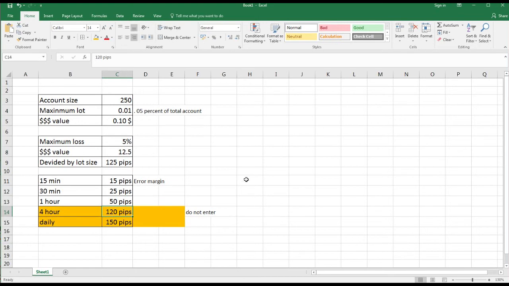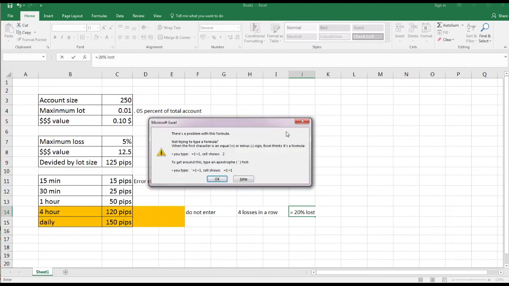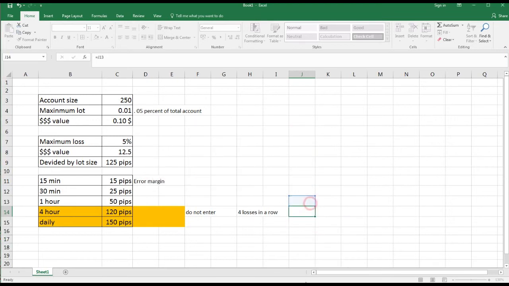Because let's say, for example, I hit 4 losses in a row, then, let me just move it on to here, 4 losses in a row will amount to 20% lost on the account. Oh, for goodness sakes. 20% lost is an absolute beauty to work with in Excel.